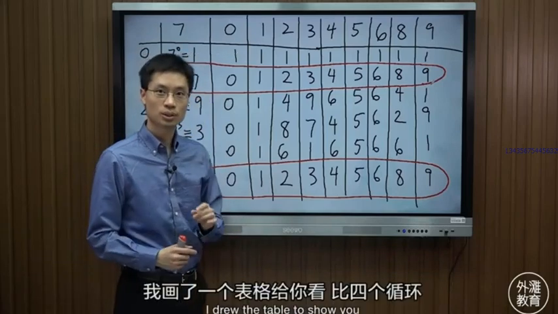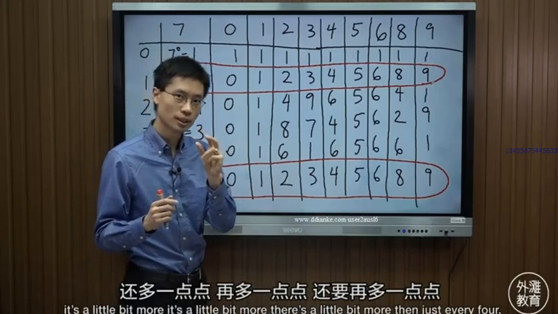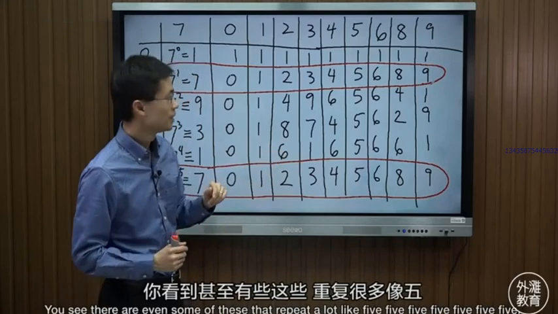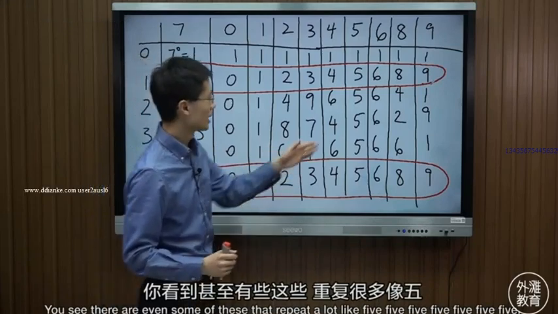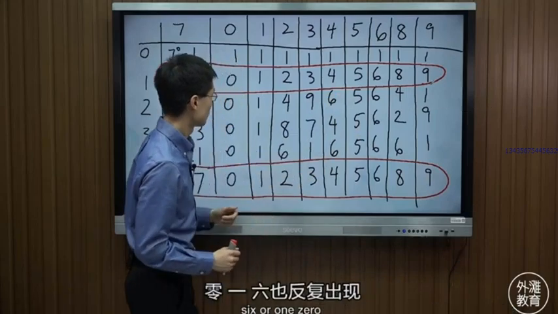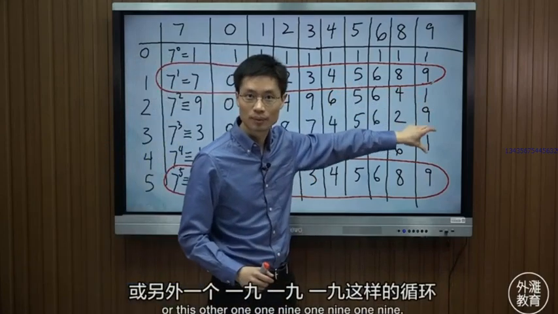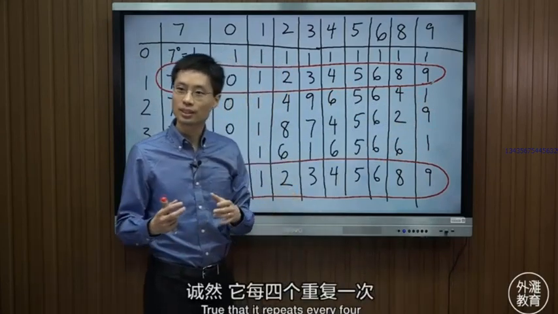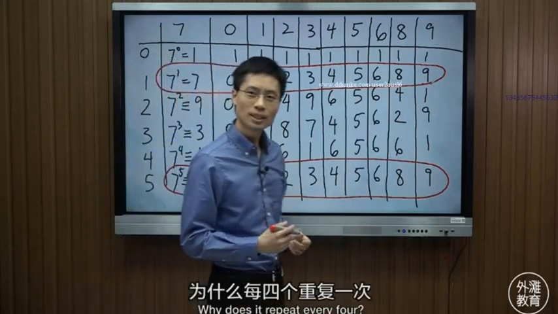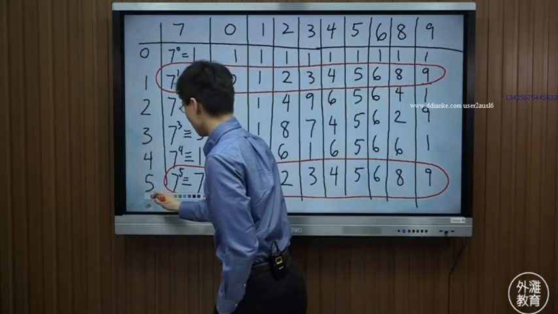I drew the table to show you there's a little bit more than just every 4. You see, there are even some of these that repeat a lot, like 5, 5, 5, 5, 5, 5, 5, 6, 6, 6, 6, 6, 6, 6, or 1, 1, 1, 0, 0, 0, or this other one, 1, 9, 1, 9, 1, 9, 1, 9. So it is true that it repeats every 4, but there's also more inside. But why does it repeat every 4? Let's look a little bit more into this.